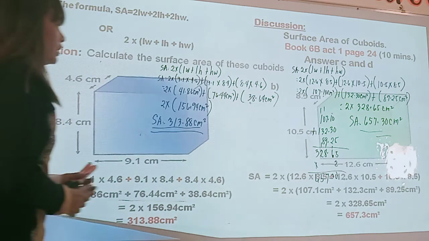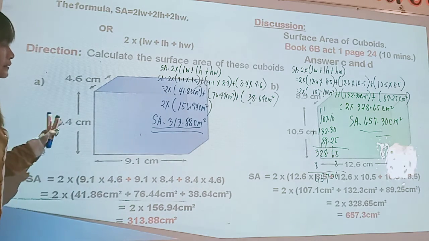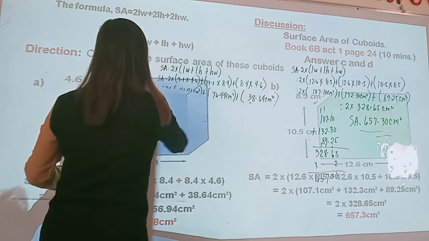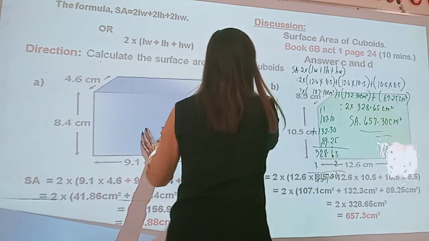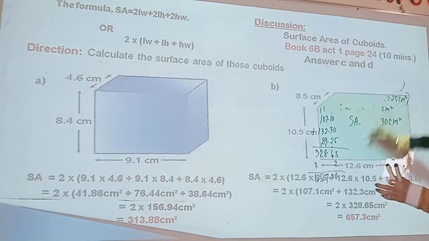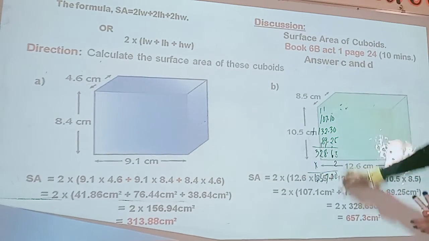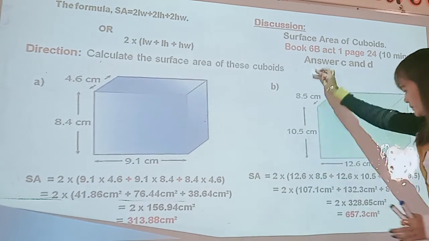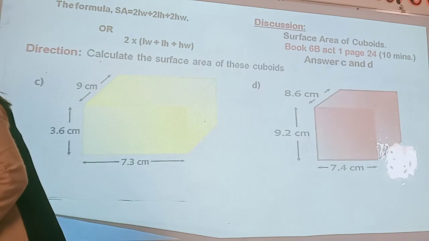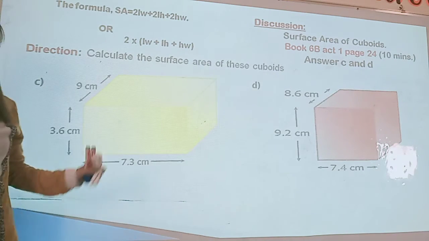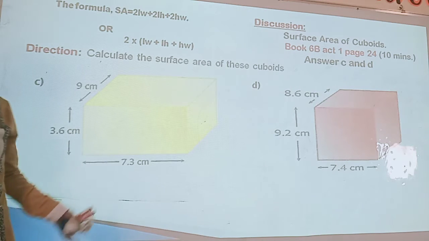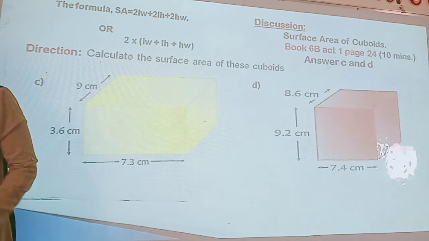Okay, so if you don't have any question, class, let us answer the next activity in your book. I want you to answer letter C and D in your book. Will you please answer letter C and D? Let us answer the next one. We have C and D. Assuming that you already answered the C and D, please check your answer if correct.